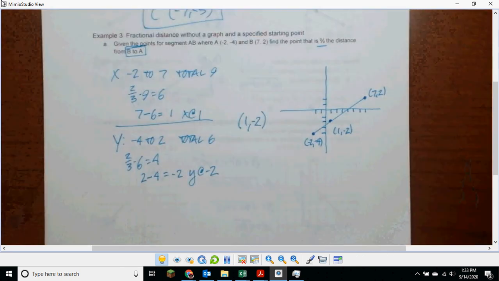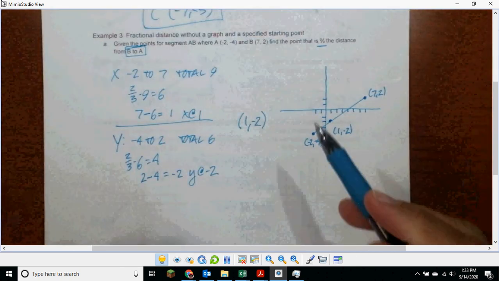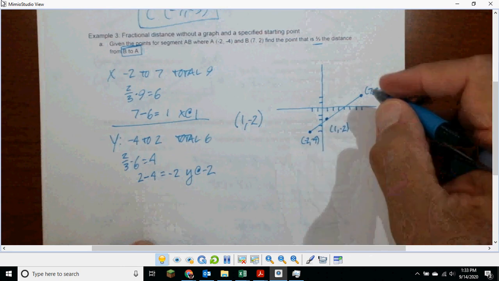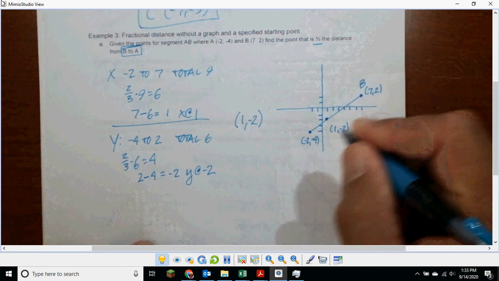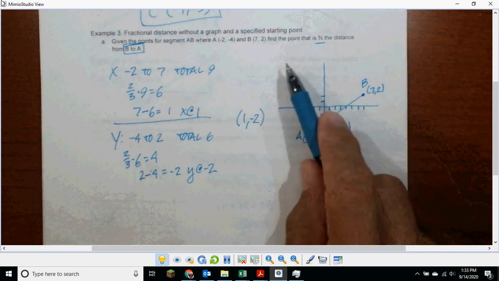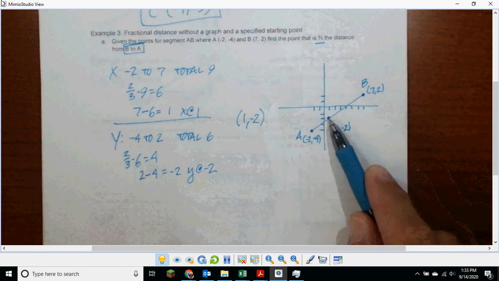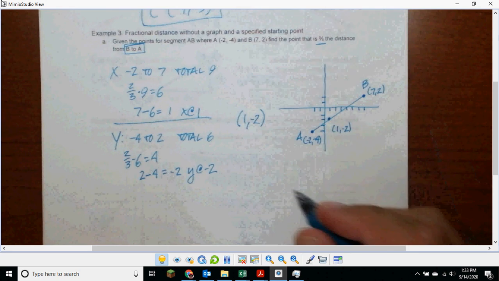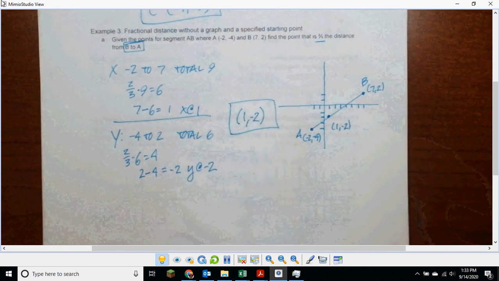Sure enough, they do. And it looks like this point is closer to, this is my B, and this is my A. And I'm going from B to A. I want to go 2/3 the distance. I've definitely gone more than half to get there. I'm happy with all that. So that is my answer.